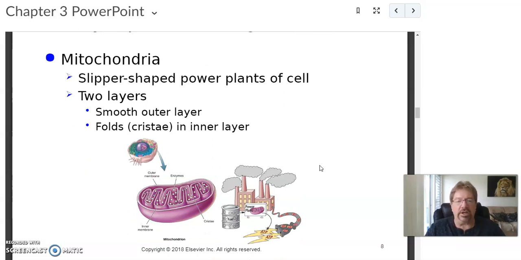Okay, the first one we're going to talk about are the mitochondria. Mitochondria are the energy factories of our cells. They're shaped like a kidney bean.